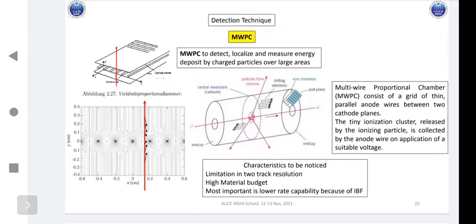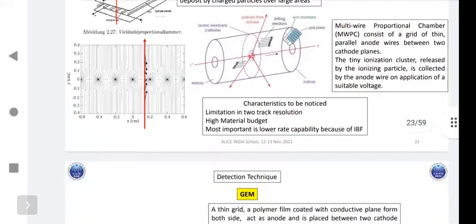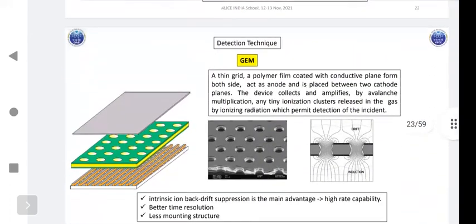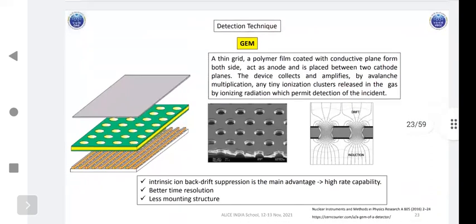But in ALICE TPC, there is a way to overcome this a little bit. How to increase this rate capability using the same technology of gas detector? This is the GEM, gas electron multiplier. So instead of using a wire mesh, you use a very thin dielectric material coated with a very thin conductive layer on both sides, top and bottom, and insert it between the two cathode planes.